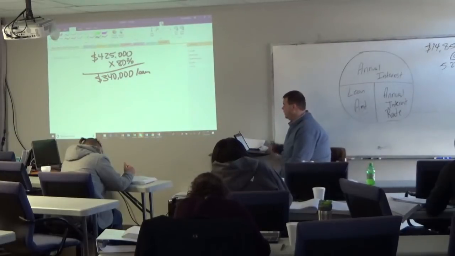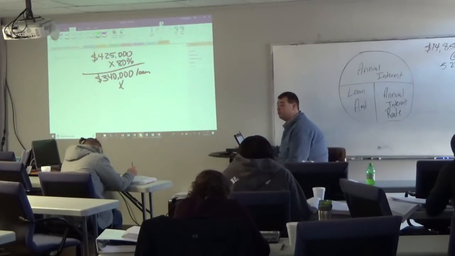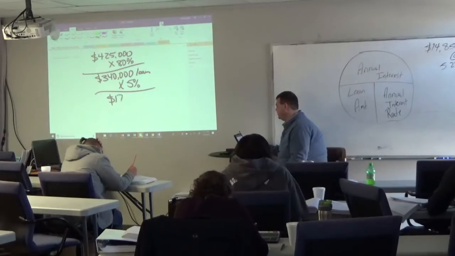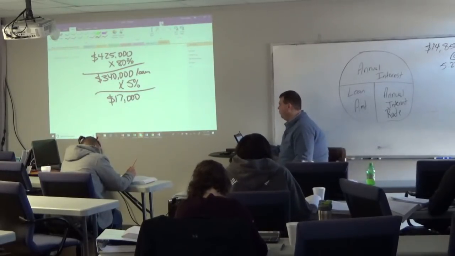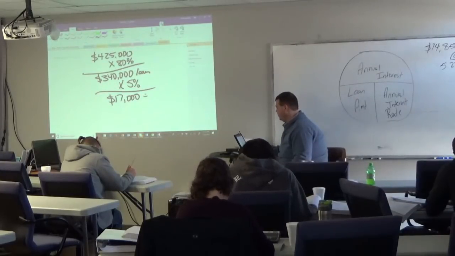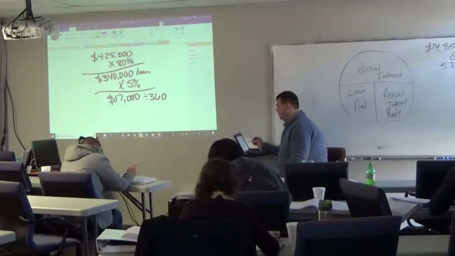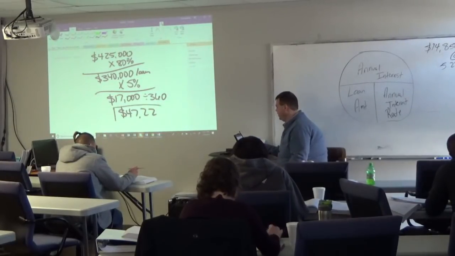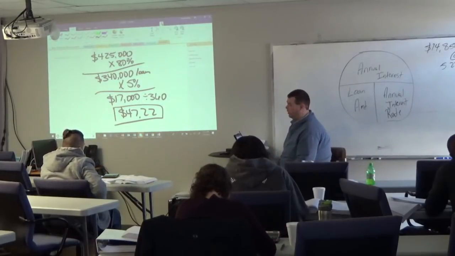And then we want to multiply that times the interest rate that's being charged on the loan, which is the 5% annual interest, exactly. And that gives us $17,000 per year in interest, but they want what? So we're going to divide that by 360. $47.22 per day in interest on that loan.